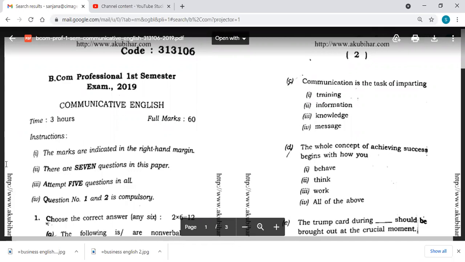B. The whole concept of achieving success begins with how you, number 1, behave, how you think, how you work, and all the above. All the above. Explain how. Why do you think all the above is correct? Because, ma'am, supposing you get this question, one minute. Supposing you get this question: the whole concept of achieving success begins with dash.